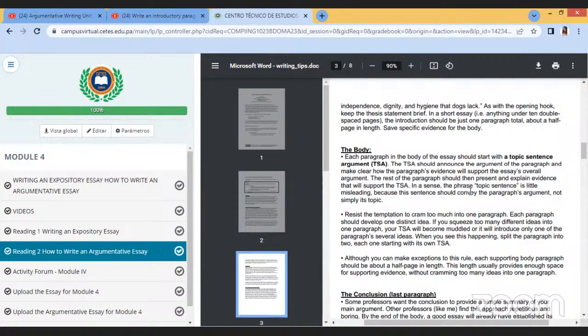Another body paragraph might highlight the lower cost, and there are other important things that you can maybe add at the moment to develop that paragraph.